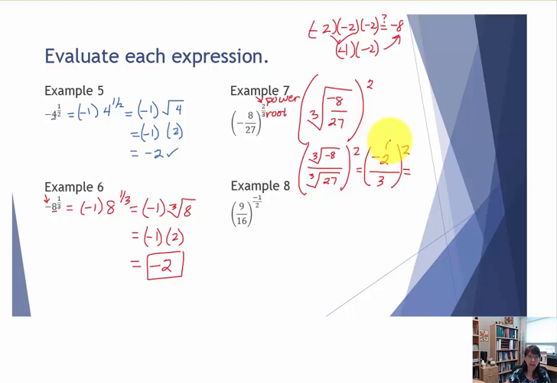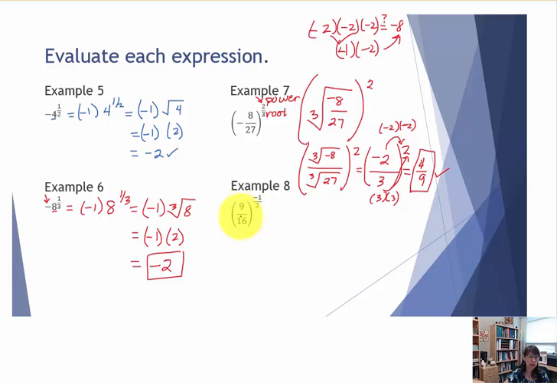That means the quantity of negative 2 is squared. So that means negative 2 times another negative 2. That makes positive 4. In our denominator, 3 is also raised to the power. So 3 times 3 would give us 9. Positive 4/9 is the final answer.